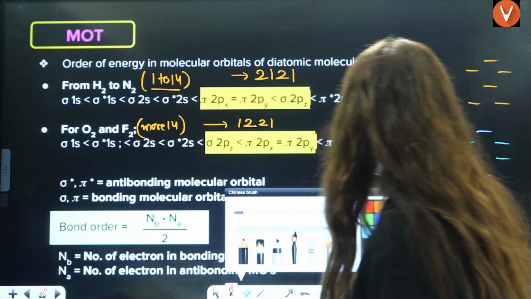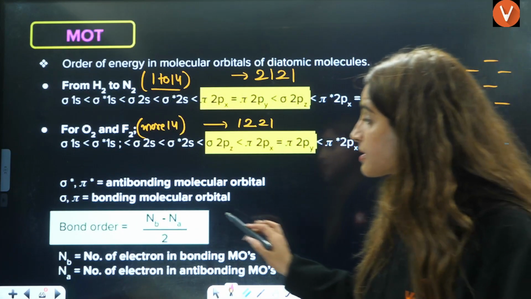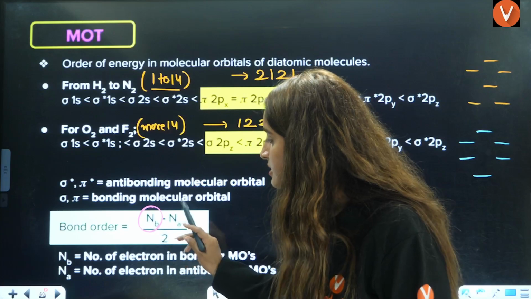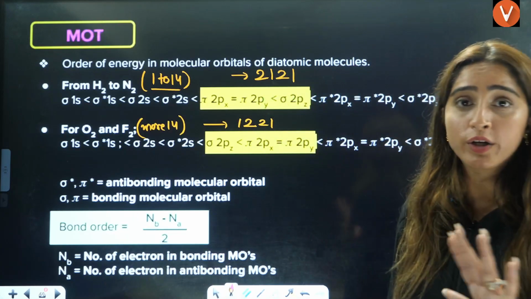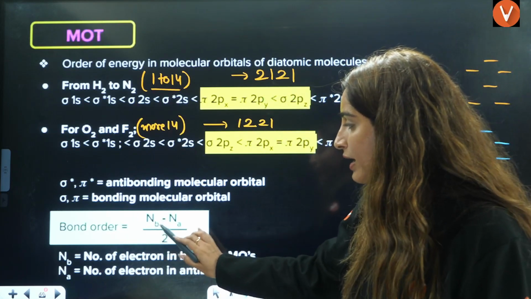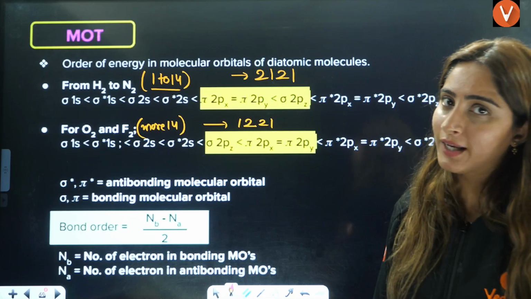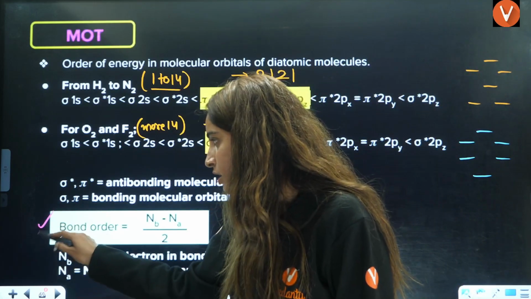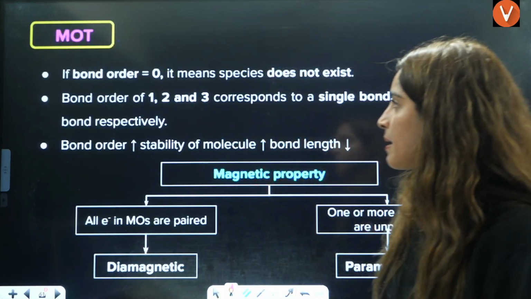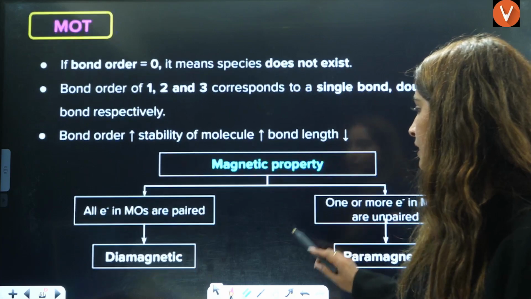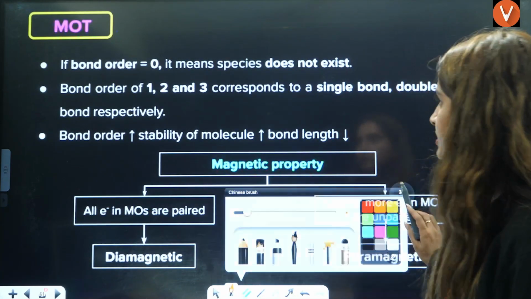Now, the next thing they ask you is bond order. That is the number of bonding minus the number of anti-bonding. Here also I am going to give you an amazing trick. Bond order is number of bonding electrons minus number of anti-bonding electrons divided by 2. That is the original formula that you should always remember. Now, let us see other important factors here.